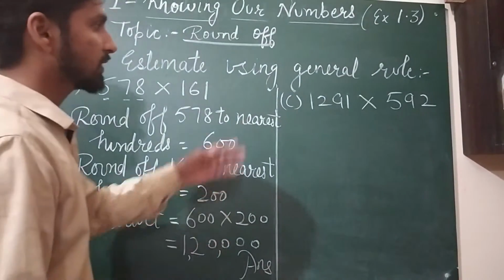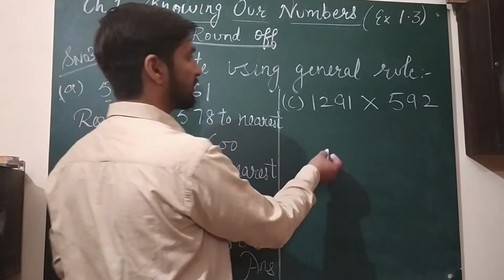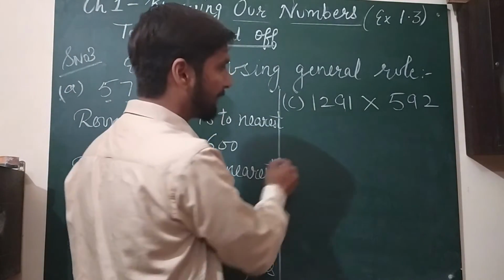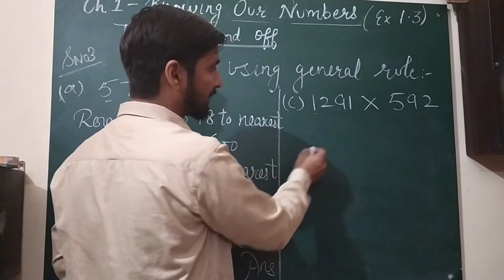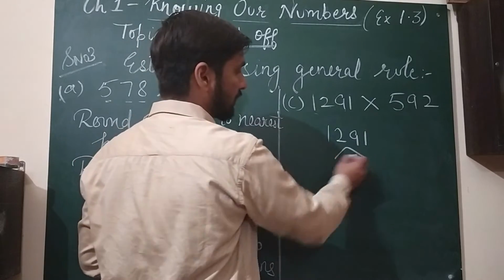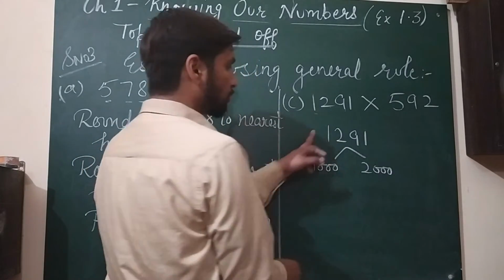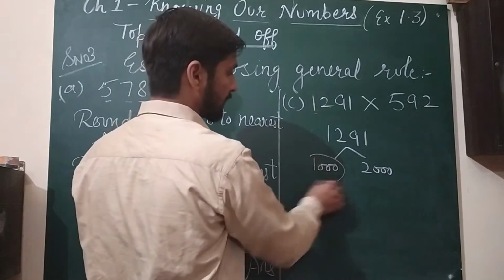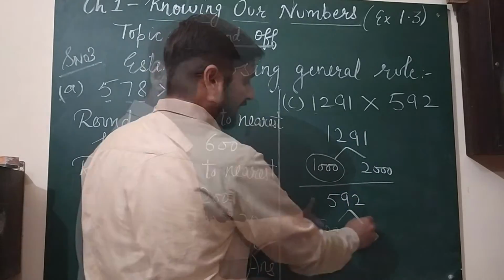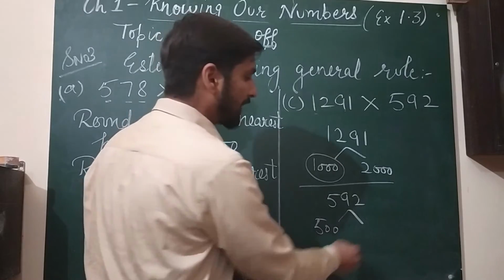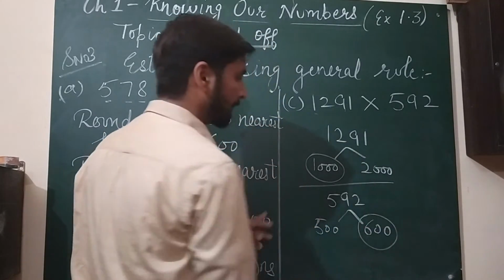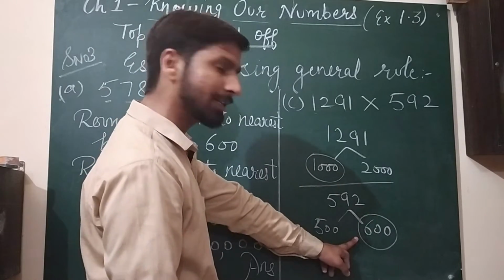Now moving to C part. Again using same rule. Ones, tens, hundreds, thousands, ten thousands, lakhs. If I check the place, the maximum place is thousands. So 1,291 lies between 1,000 and 2,000 and it is nearest to 1,000. Similarly, 592 lies between 500 and 600 and it is nearer to 600. So I am taking these two numbers, 1,000 and 600.